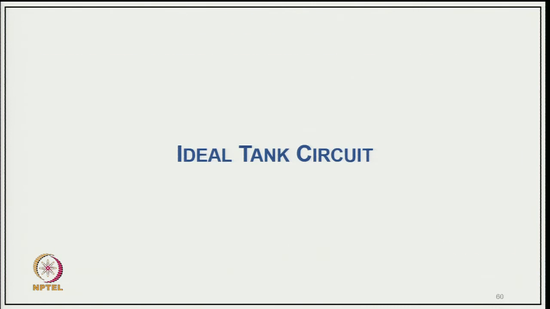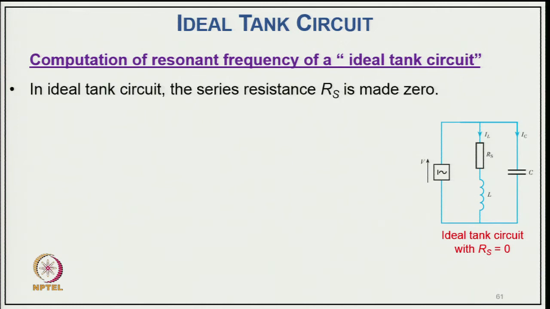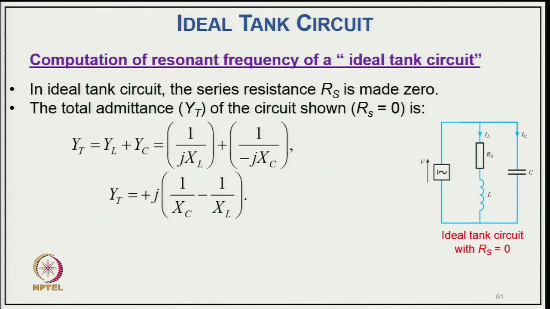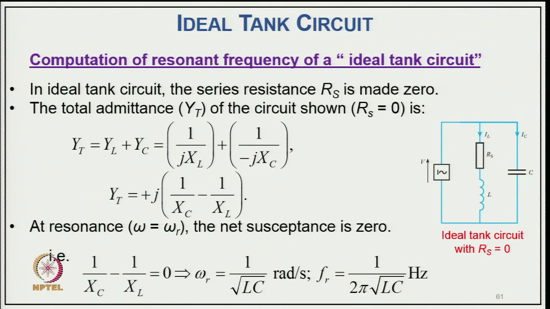Now, coming to the ideal tank circuit, the computation of resonant frequency of the ideal tank circuit. In the ideal tank circuit, the series resistance R_s is made 0, and the total admittance Y_T of the circuit shown here, with R_s equal to 0, is Y_T equal to Y_L plus Y_C. That is 1 upon jX_L plus 1 upon minus jX_C, and that is Y_T equal to j in bracket 1 upon X_C minus 1 upon X_L. At resonance frequency the net susceptance is 0, that means 1 upon X_C minus 1 upon X_L equal to 0, or we can say omega_r equal to again 1 upon under root LC, or f_r equal to 1 upon 2 pi under root LC hertz.